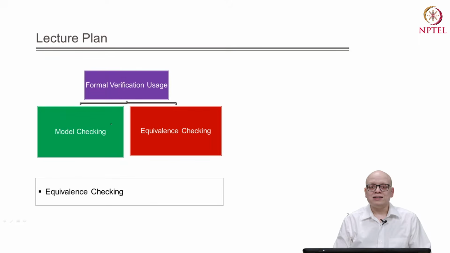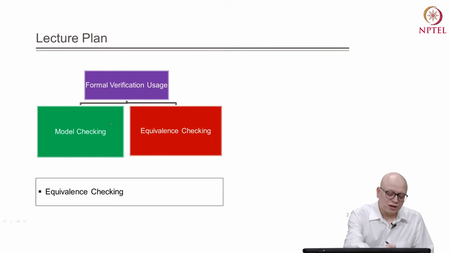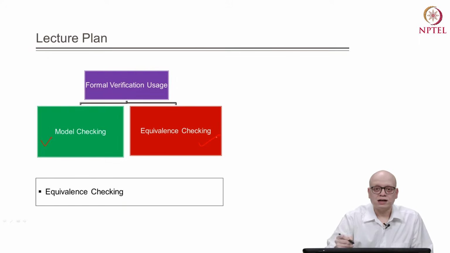In this lecture, we will be continuing with formal verification. In the last lecture, we had seen that there are two types of formal verification tasks that are routinely performed in the VLSI design flow, and those are model checking and equivalence checking. In the last lecture we looked into model checking in detail, and in this lecture we will be looking into equivalence checking.